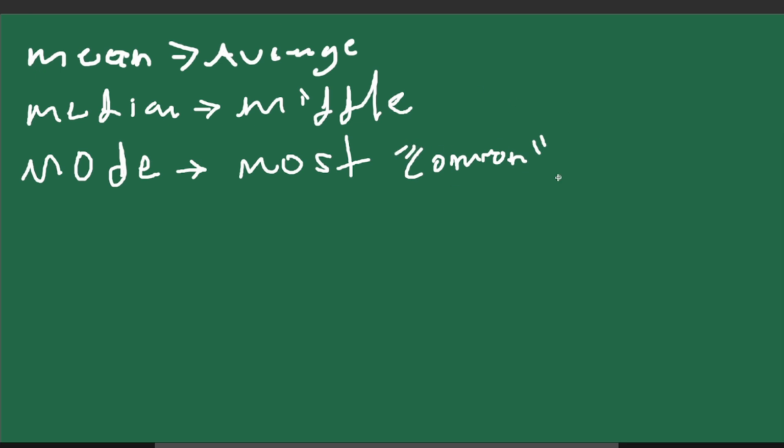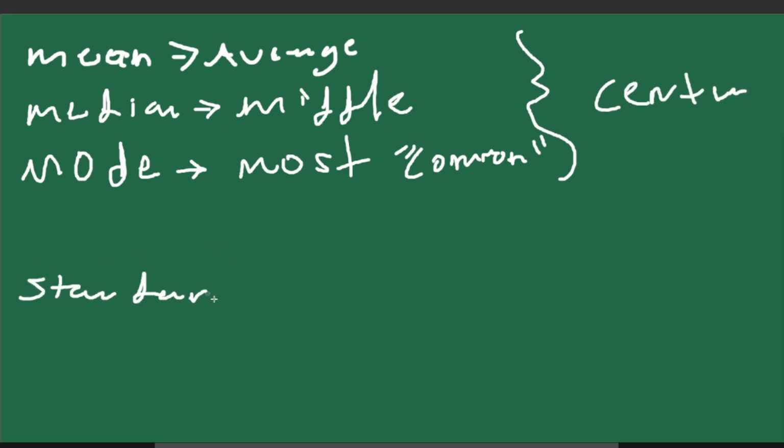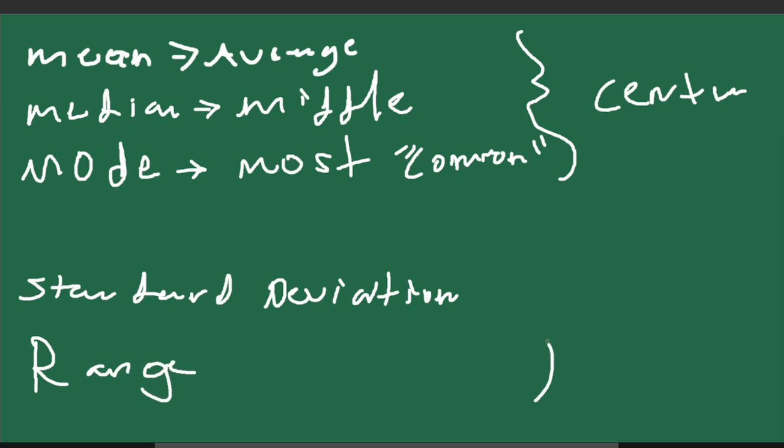And now the spread. So this is all measures of the center. And now spread, we have standard deviation. Now there is a formula for standard deviation, but for the purposes of the SAT, you don't really need to know it. You just kind of need to know how it works. So you have a standard deviation, and then you have the range. Now I'll get more into what these mean later. We're just going to focus on these three right now. And these are all going to be measures of spread.